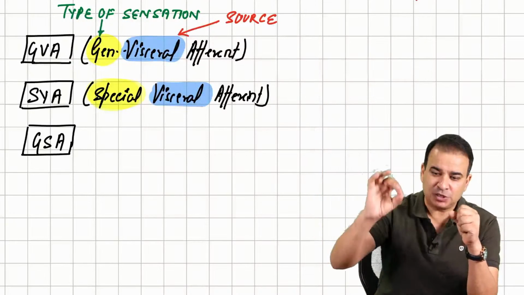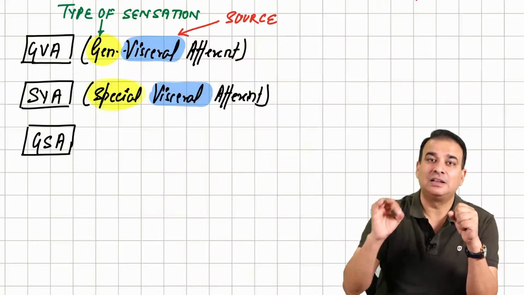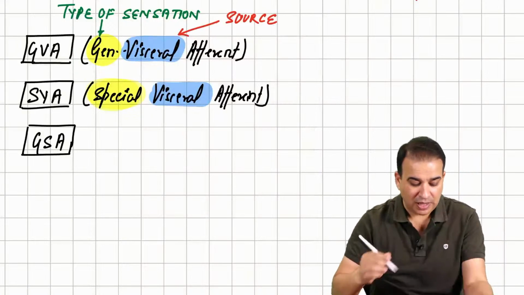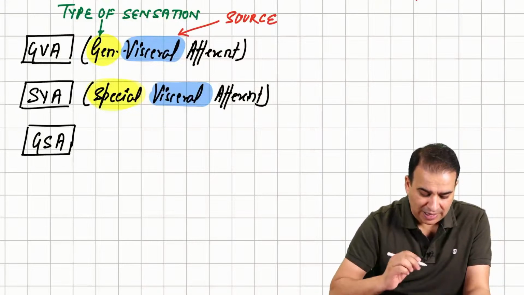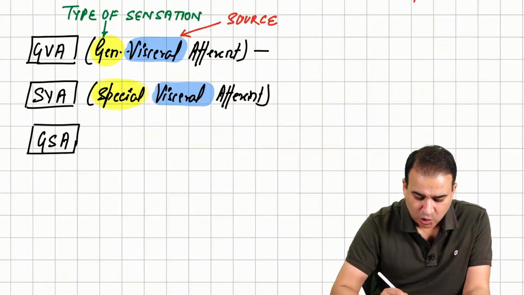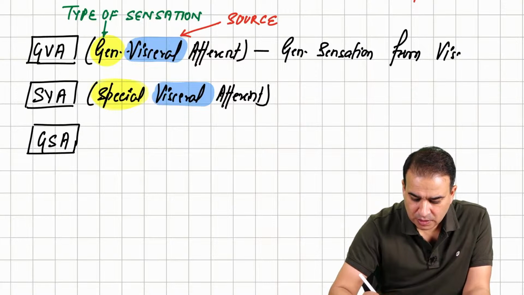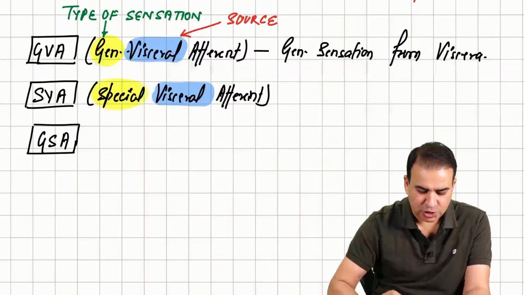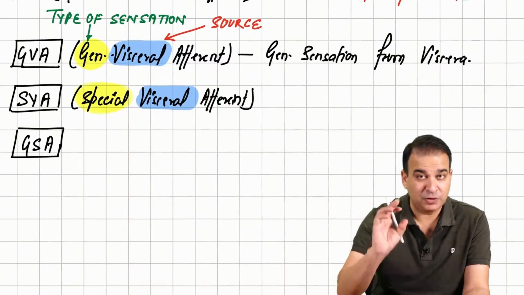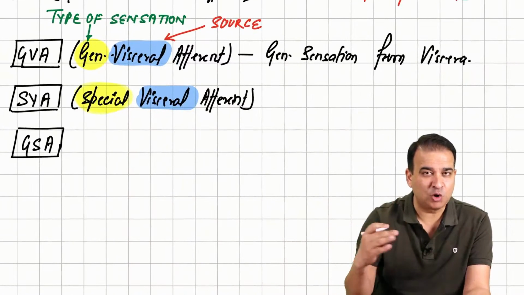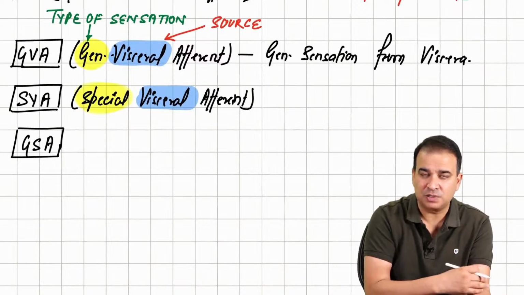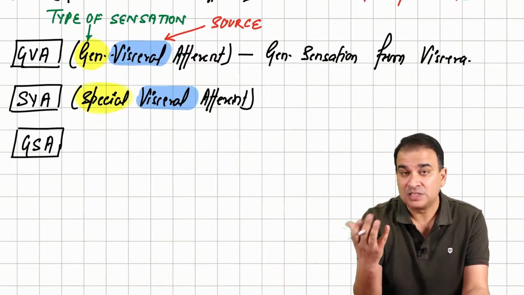SVA. Special sensation from viscera, that is a taste sensation. Okay. So guys, when we say GVA, general visceral afferent, we are talking about the general sensation from viscera. General sensation from the viscera. Remember, it's viscera, it's not the body wall. This sensation is not coming from the skin or the muscle or periosteum. It's coming from the viscera.